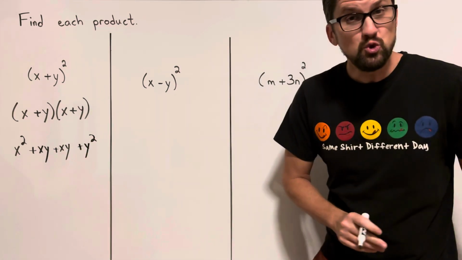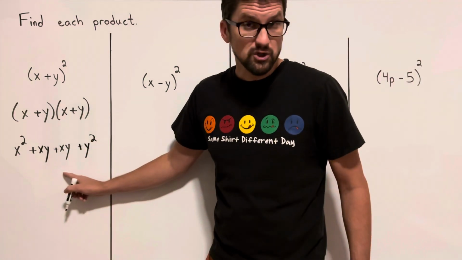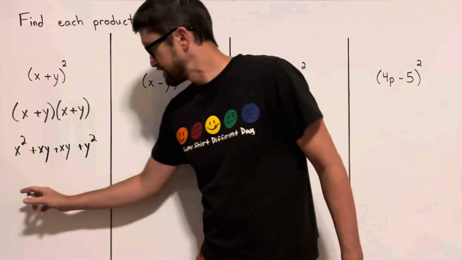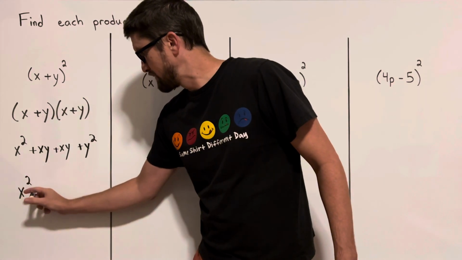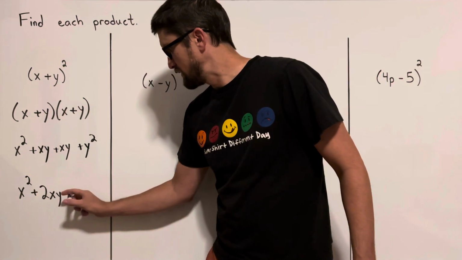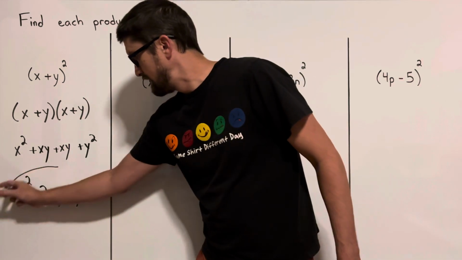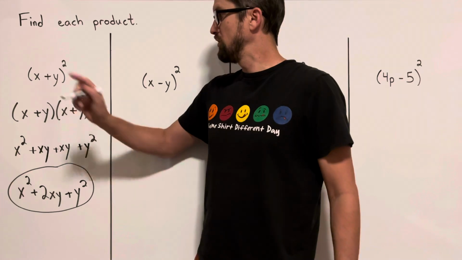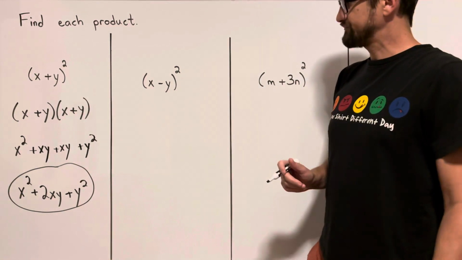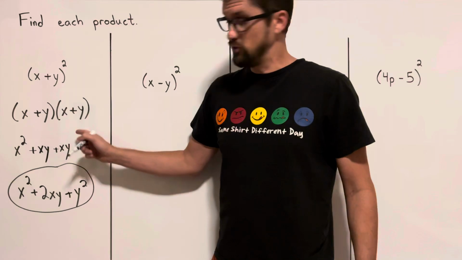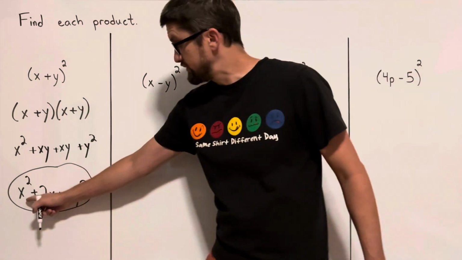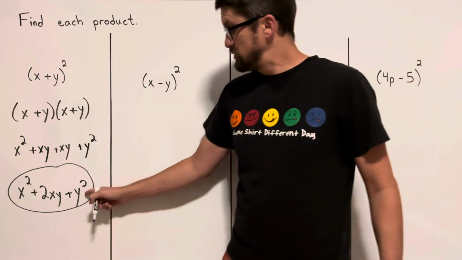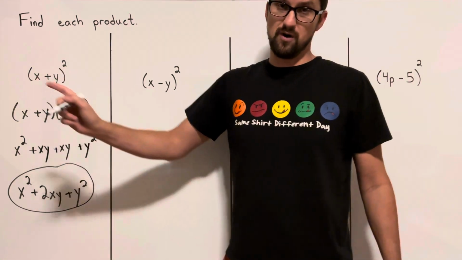And you can see that the two middle terms are like terms. 1xy plus 1xy is 2xy. So this is going to be x squared plus 2xy plus y squared. And that gives you a formula for squaring a binomial. So you don't necessarily have to write it twice and FOIL. You could use this formula where you square the first term, and then it's 2 times the two terms inside, and then you plus the last term squared.